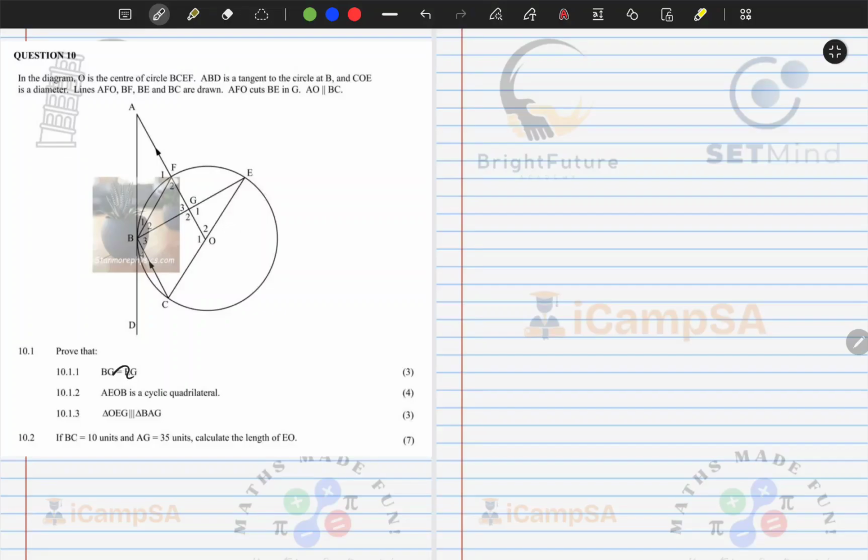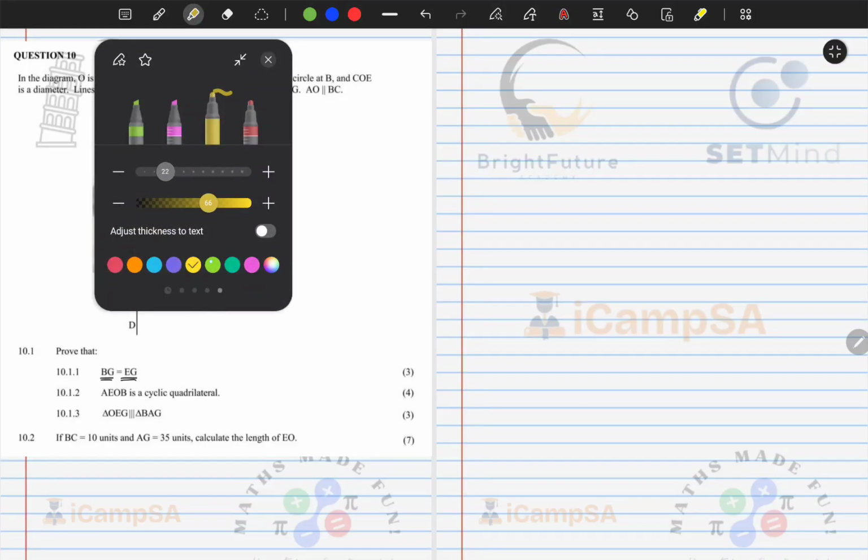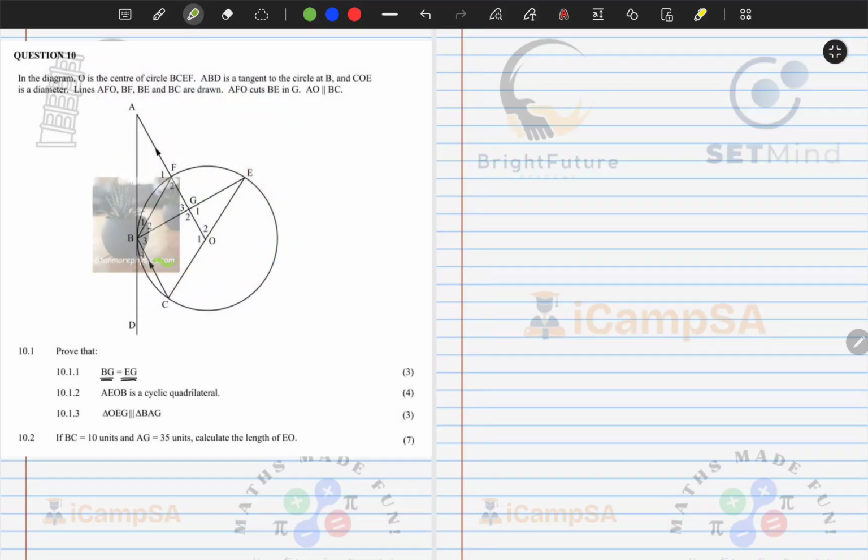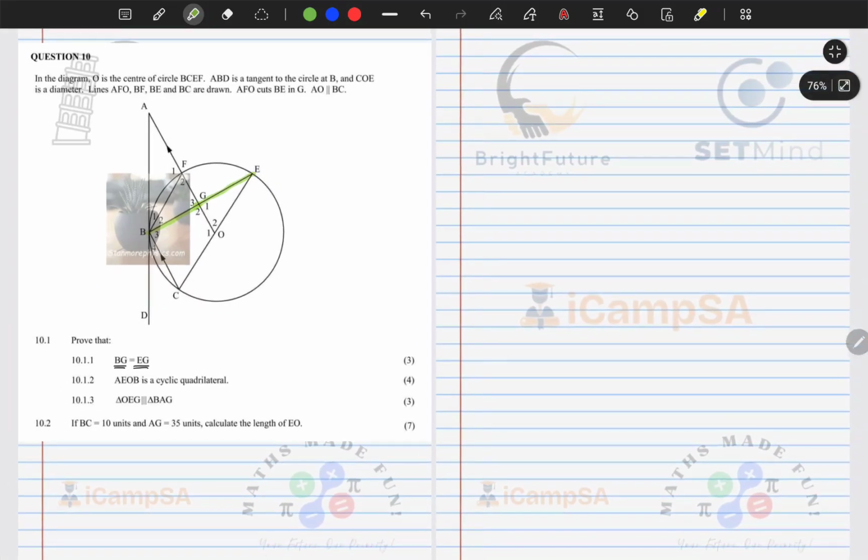So the first part, we are required to prove that BG is equal to EG. So let's quickly highlight what is required to be proven. So BG there is BG. That should be proven to be equal to EG. Okay. So if we can prove essentially that OF bisects or forms a 90 degrees, then that is enough for us to consider that as a proof. Okay. So let's go ahead and do that.